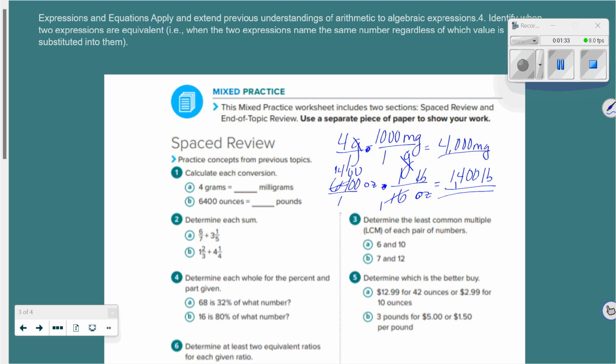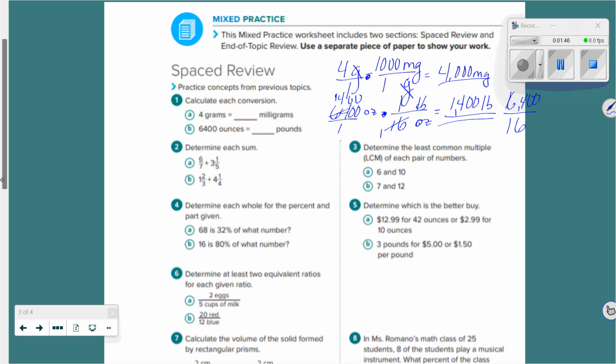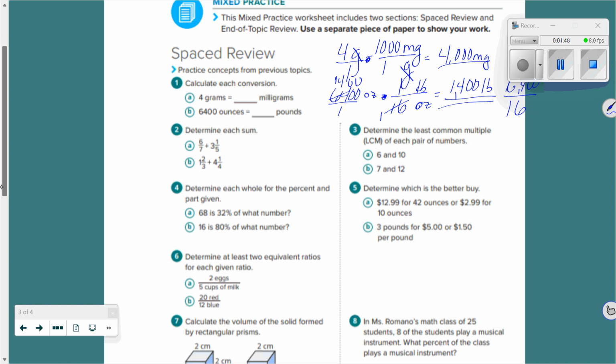If you don't like to do conversions, you can multiply it. Then it's going to be 6,400 divided by 16, and you can do the long math on that. I've only got 20 minutes, so you can do the math later to see that it's right.